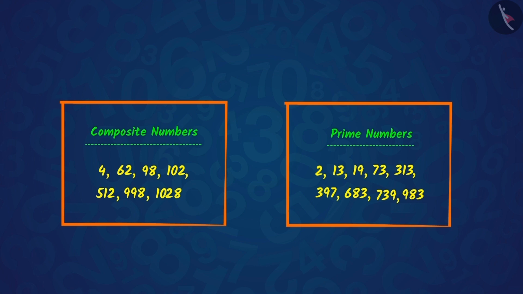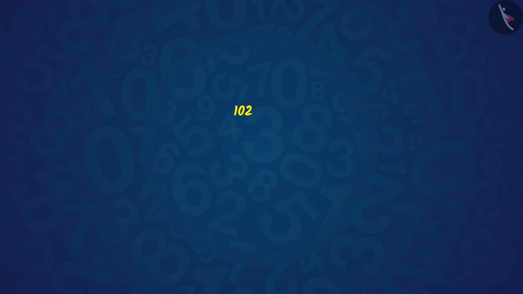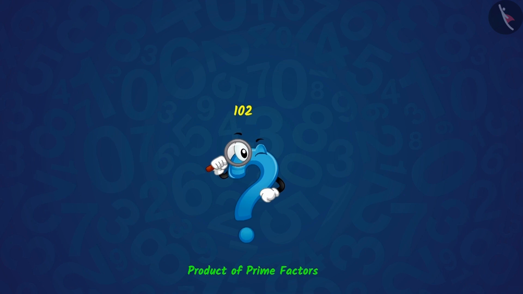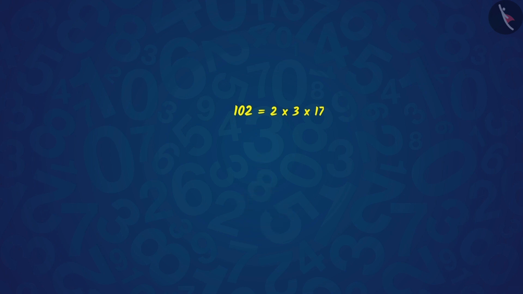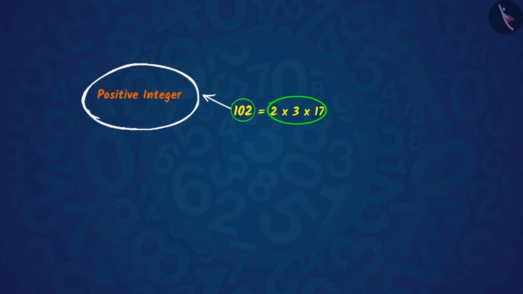Now if we choose any one of these numbers, suppose 102 and proceed, then can you write 102 as the product of its prime factors? 102 can be written as the product of its prime factors, that is 2, 3 and 17. Well done! Now if we observe it carefully, then we will notice that we can multiply prime numbers to get a natural number.